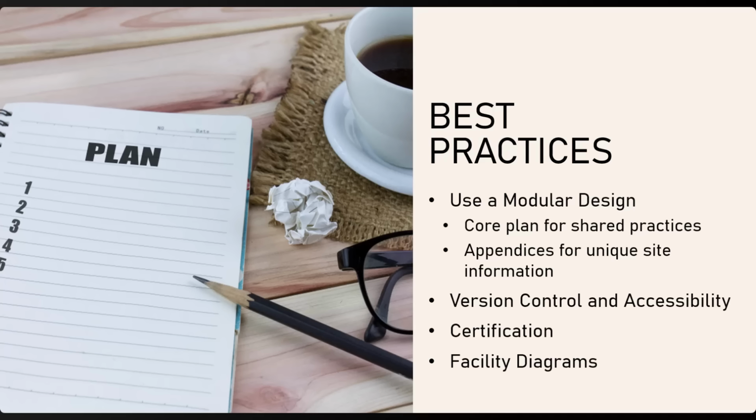There are some best practices that apply to multi-site plans. First, it is recommended that they be developed using a modular design. This means to develop a core plan that includes all the shared facility information and practices such as inspection frequency, security measures, employee training, and spill response measures. Site-specific information can be included in appendices or separate volumes. This makes updates easier by allowing plan amendments only to the affected sites.